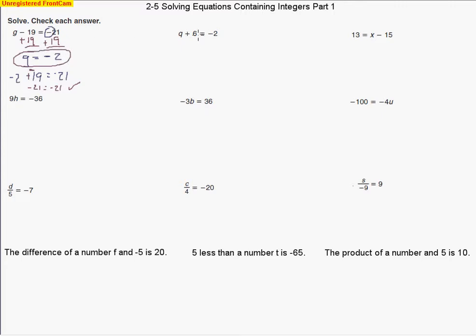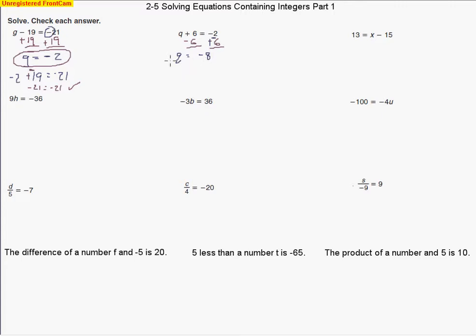Let's take a look at our next one. It's q plus 6 equals negative 2, so I'm going to do the opposite of a positive 6. I'm going to take 6 away. So I go ahead and do that, and that leaves me with q equals negative 8. Negative 8 because I have to add the opposite. See how they're the same sign? So that means I'm going to end up adding.